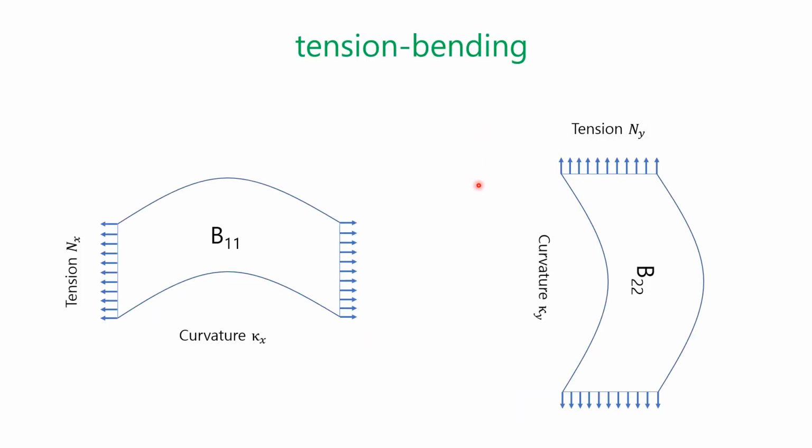The pictures shown here describe how the curvatures produce the forces. The curvature kappa x produces the tension force Nx in proportion to the stiffness element B11. And also, curvature kappa y produces the tension force Ny in proportion to B22.